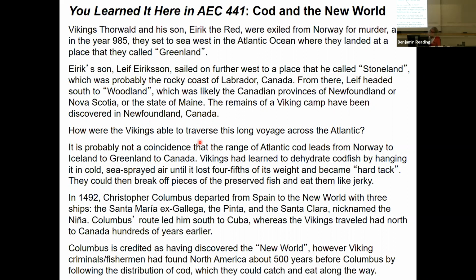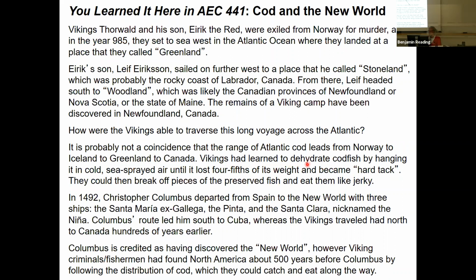So how were the Vikings able to cross this long voyage in the Atlantic back in the year 985? So this is sort of an idea here. It's probably not a coincidence that the range of Atlantic cod leads from Norway to Iceland and then to Greenland and then to Canada. So that's the normal distribution of cod.